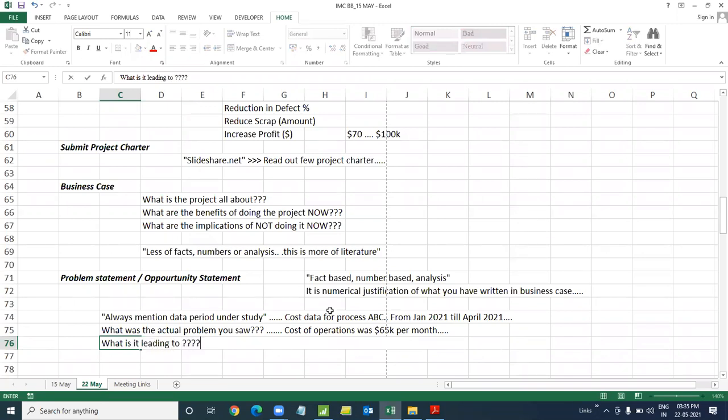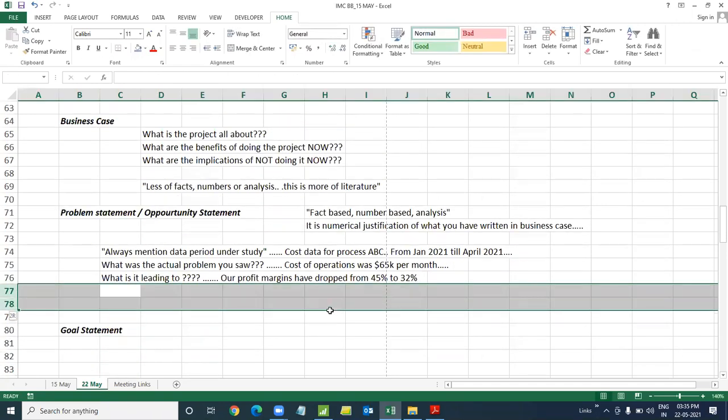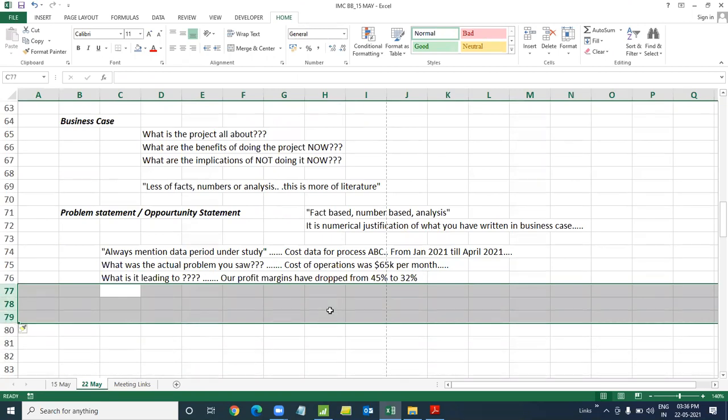If you have cost of operation at 65,000 or quality at 70%, why does it bother you? Bottom line, what does it lead to? Because of which our profit margins have dropped from, say, earlier 45% profit to now only 32%. Our profit margins have dropped significantly because the cost of operations has increased significantly. This is what is happening because of the real time problem we see in the last 4 months.